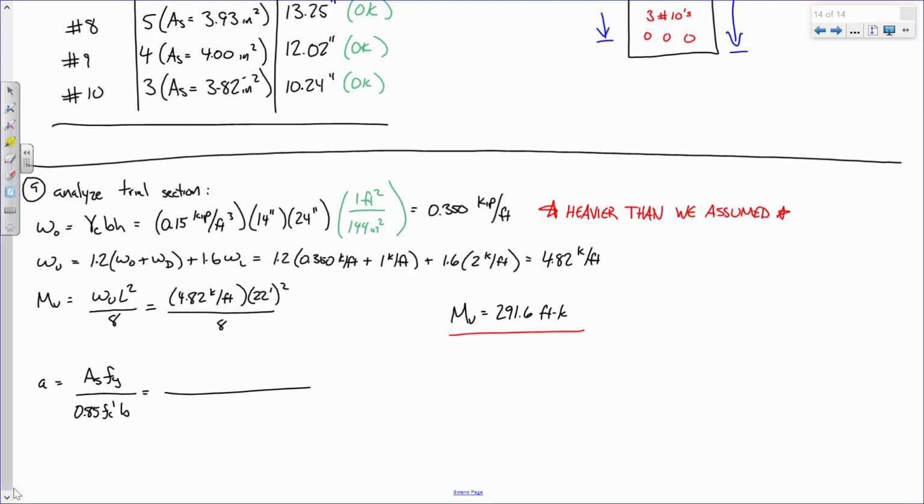Alright, so 0.85 times F prime C, which for this beam was what, 4 ksi?